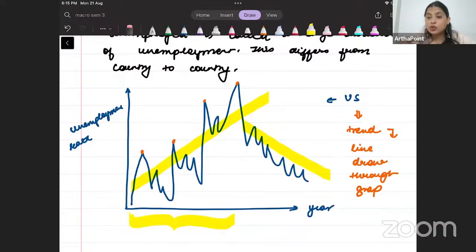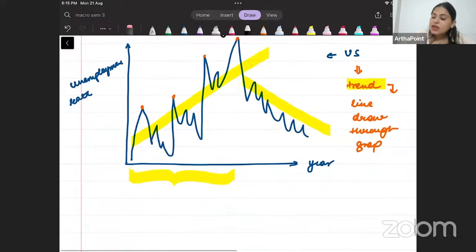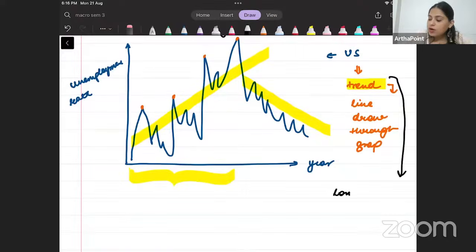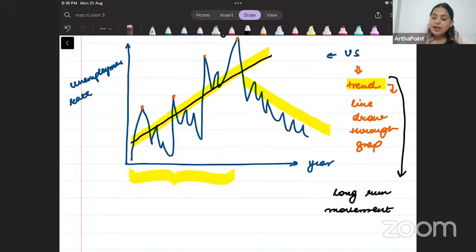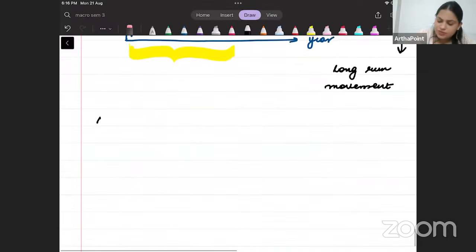Because this line that you draw, that is called a trend. And what does a trend tell me? A trend tells me a long run movement. So a trend is telling me if I draw an upward slope line, it means that over time, unemployment rate is increasing. More people are becoming unemployed. And if I draw a downward sloping line, it means that over time, people are getting jobs and unemployment rate is decreasing. Okay? So you can just make a note of this point.